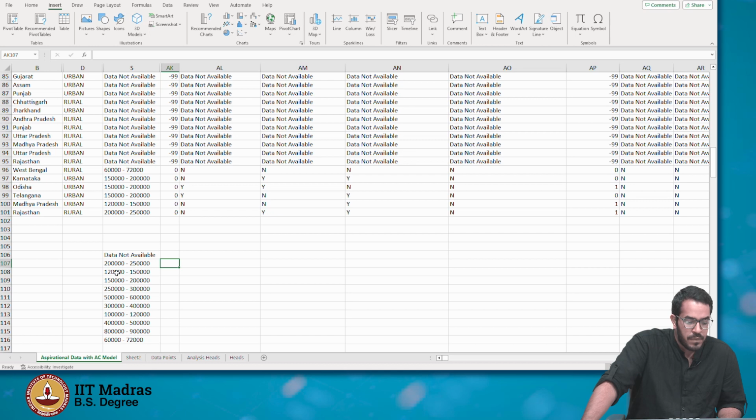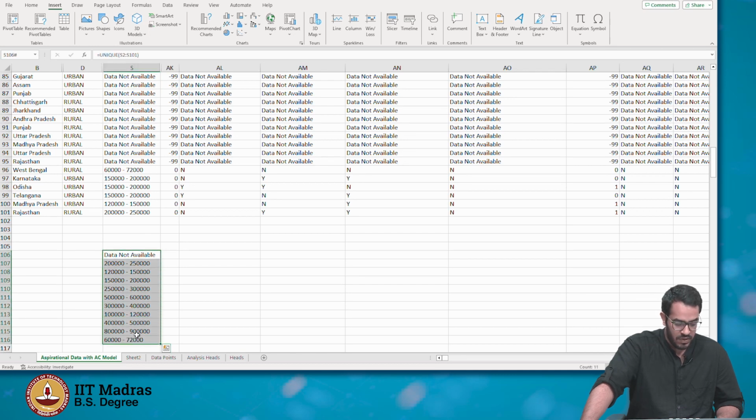Here we have ones, tens, hundreds, thousands. There is somebody who is earning 2 lakhs to 2.5 lakhs, 1.2 lakhs to 1.5 lakhs, 1.5 lakhs to 2 lakhs, 2.5 lakhs to 3 lakhs, 5 lakhs to 6 lakhs, 3 to 4 lakhs, 1 to 1.2 lakhs, 4 lakhs to 5 lakhs, 8 to 9 lakhs, and there comes one section of 60,000 to 72,000 annually, which is barely 5,000 or 6,000 a month, which is very less. So we need to give them a specific category.